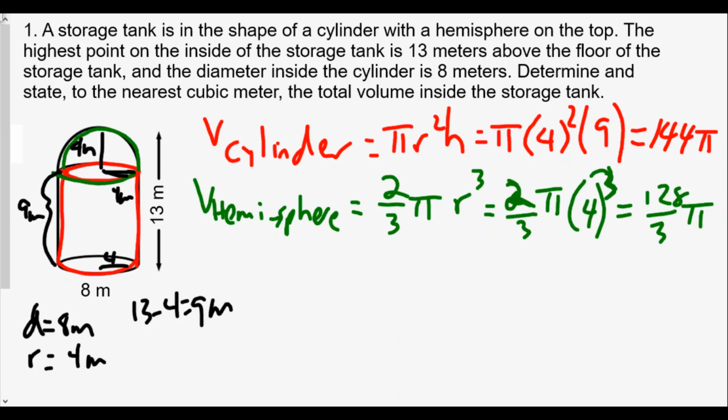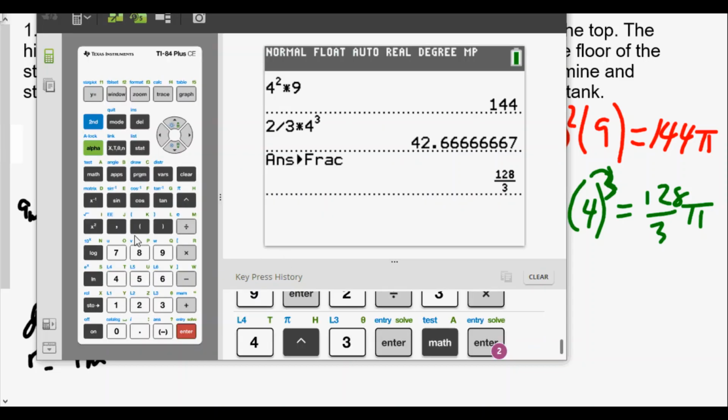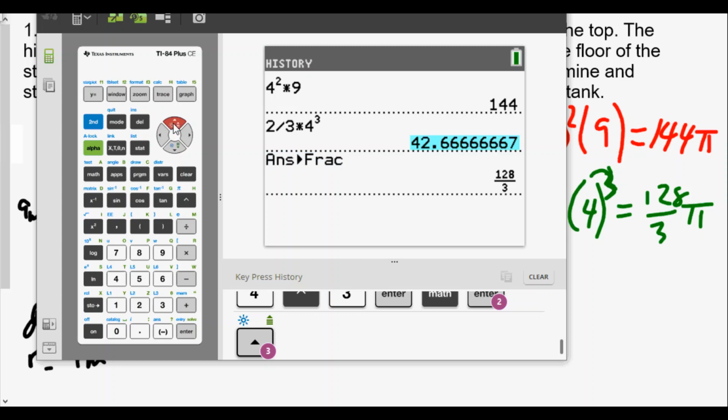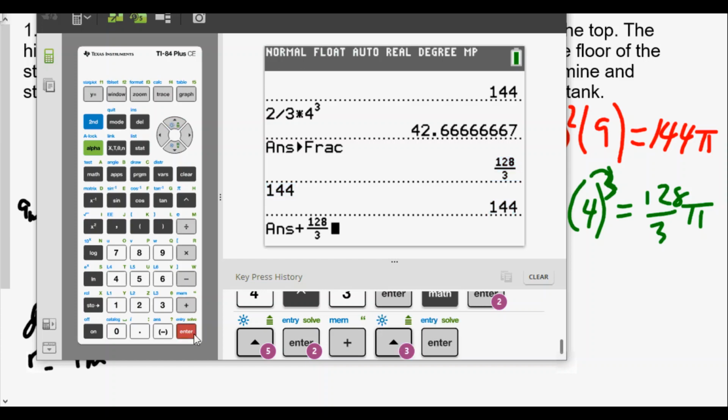So we say in this case, total volume is equal to the sum, which would be 144 pi plus 128 over 3 pi. So we'll add in this case the 144 plus 128 over 3, and then multiply by pi. Okay, so here we go. All right, so now we'll go up to our 144 here, enter, and then we'll go up and plus, let's go up to our 128 over 3, enter.